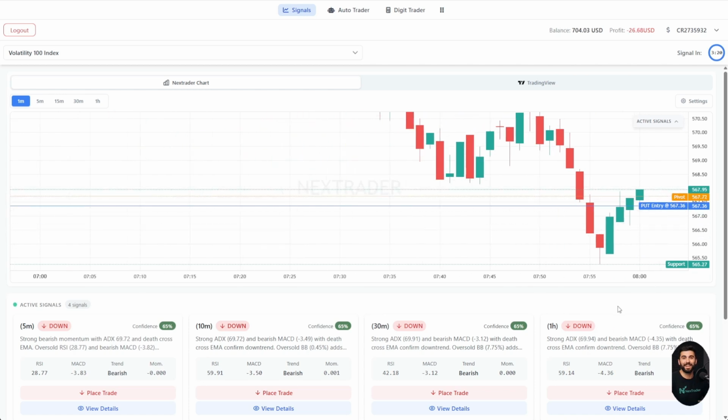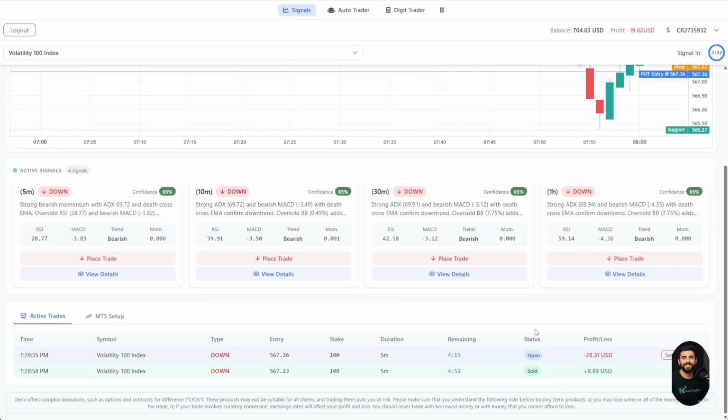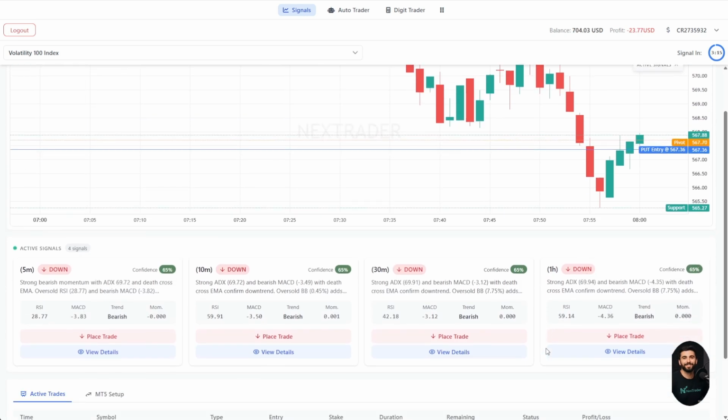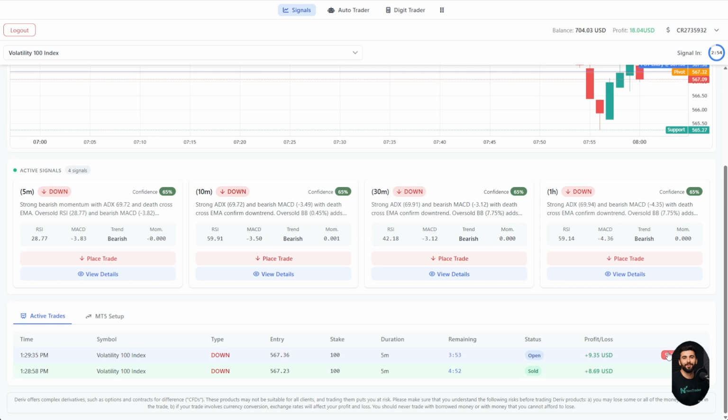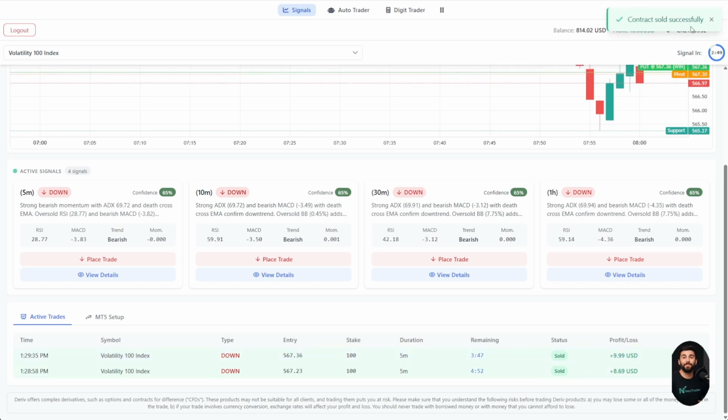Now the most important part, the signals. Nextrader generates buy and sell signals directly on your chart, but these are not your typical indicator signals that appear and disappear whenever they feel like it. Every signal is generated at the open of a new candle. Once it prints, it stays. It does not repaint, it does not shift, it does not recalculate after the fact. What appears on your chart is final, and they are not based on a single indicator either.